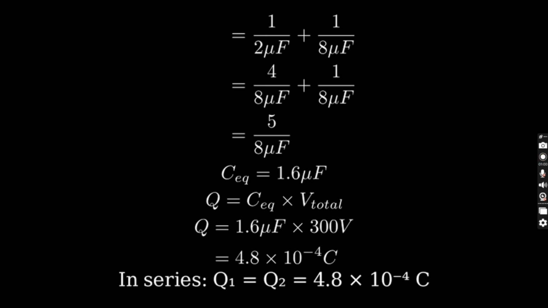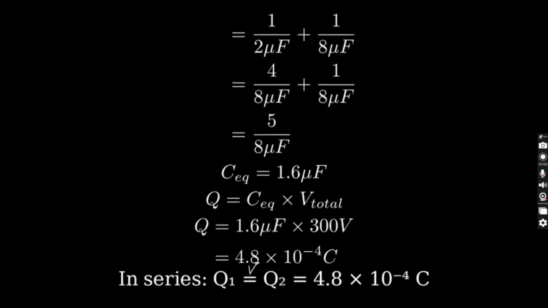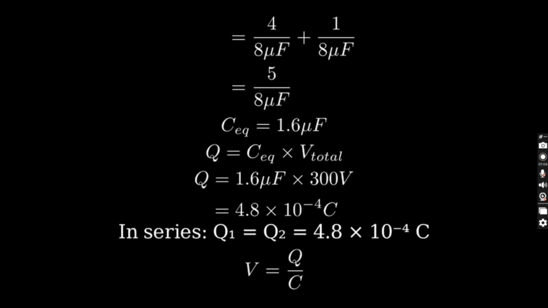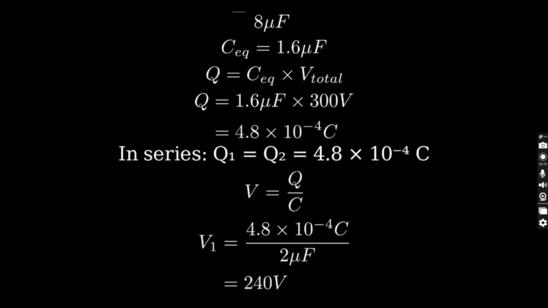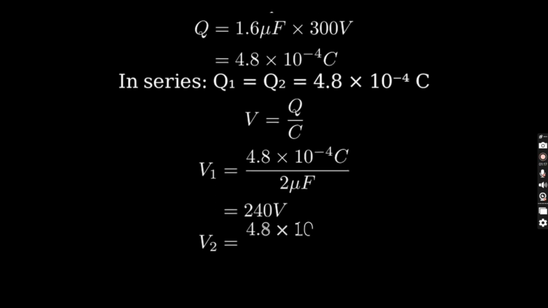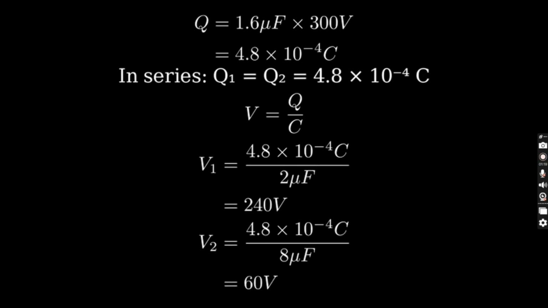Now let's find the potential difference across each capacitor. The voltage across a capacitor equals the charge divided by its capacitance. For the first capacitor, V1 equals Q over C1, which is 4.8 times 10 to the negative fourth divided by 2 microfarads, giving us 240 volts. For the second capacitor, we get 60 volts.